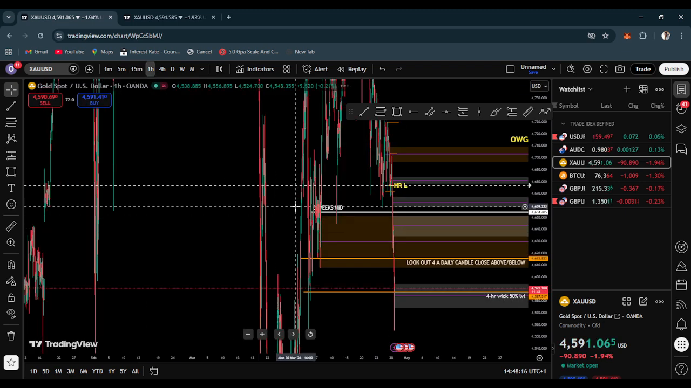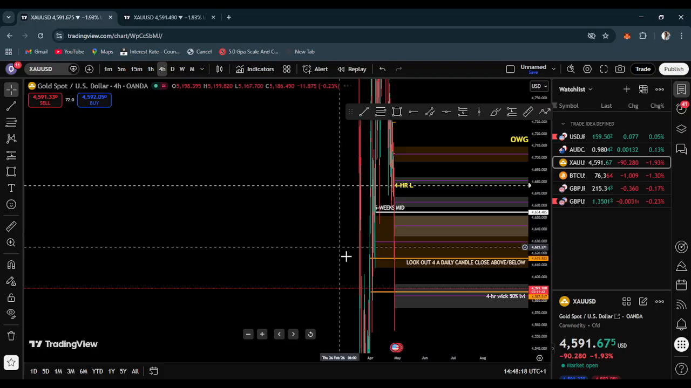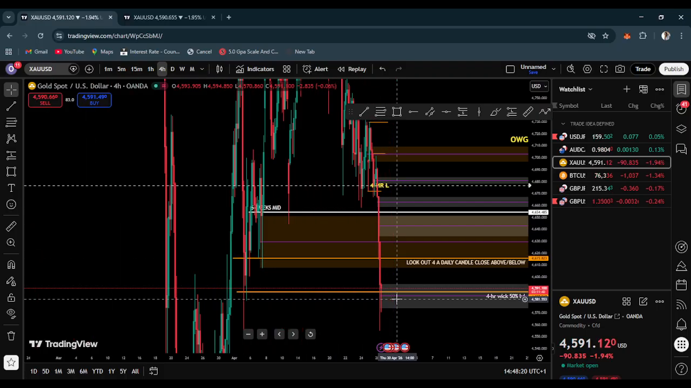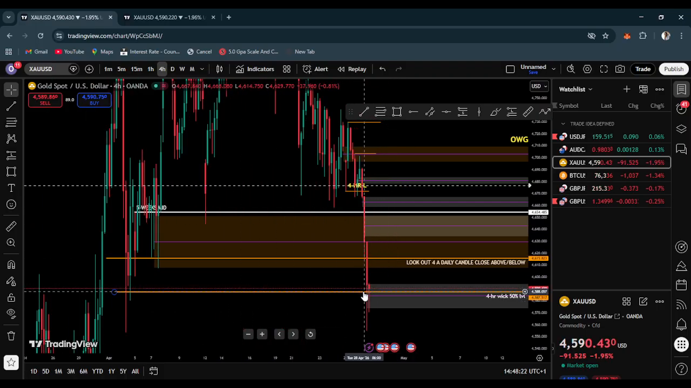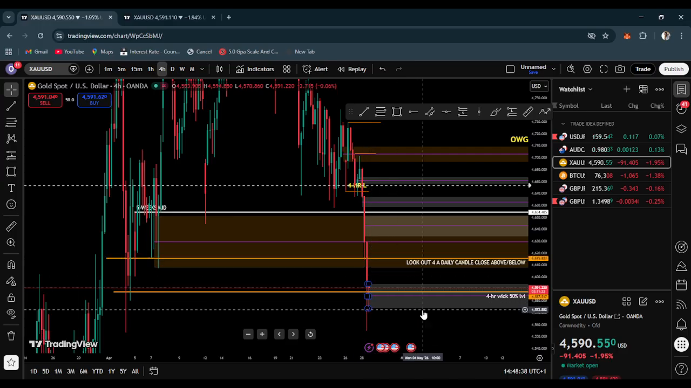This one is going to be based off a 4 hour candle decision, right? If a 4 hour candle closes below it, then it's going to continue lower. This one is going to determine what happens tomorrow. So if we close below this, then tomorrow we would most likely continue lower.